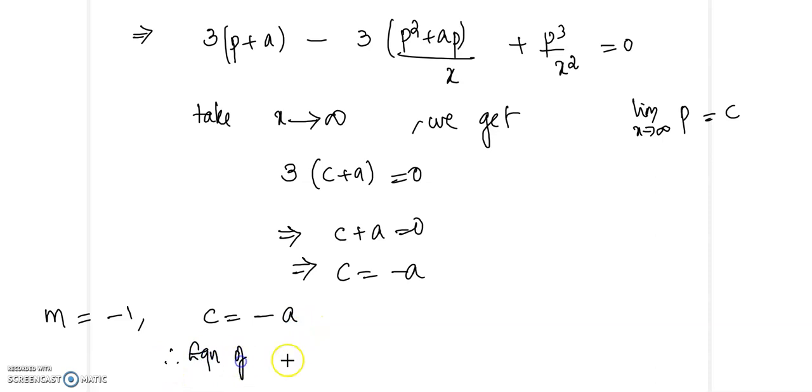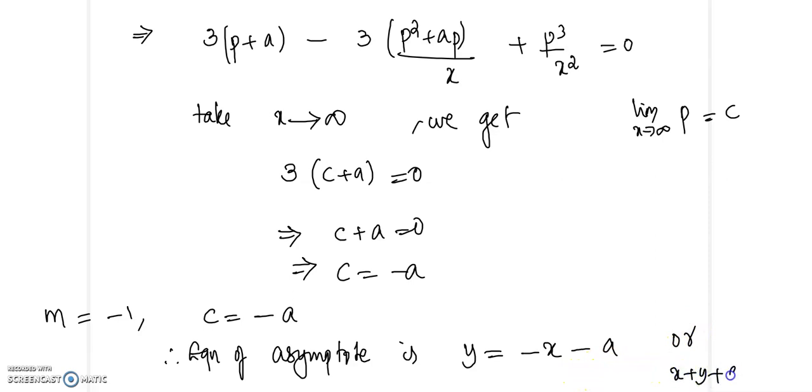So therefore the equation of asymptote is going to be y equal to mx plus c. So that is y equal to minus x minus a, or that is x plus y plus a equal to 0. So required is the equation of the asymptote. Now that was the equation of asymptote which is not parallel to the x-axis. Similarly, there can be an asymptote which is not parallel to the y-axis.